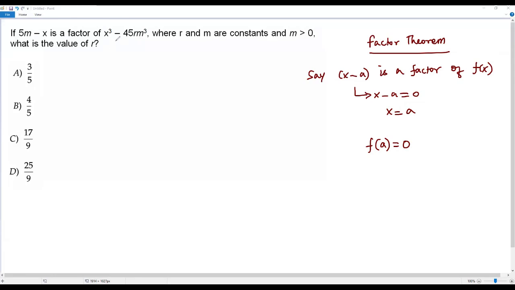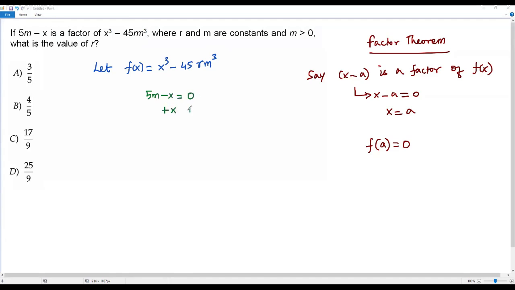Before that, I'm going to assign a function notation for this expression. Let f(x) equal x³ − 45rm³. Since the question says 5m − x is a factor of this expression, it is a factor of f(x). To use the factor theorem, I have to equate this factor to 0 and solve for x.